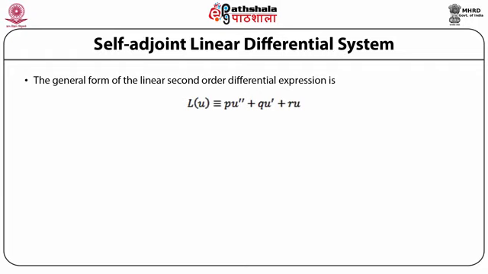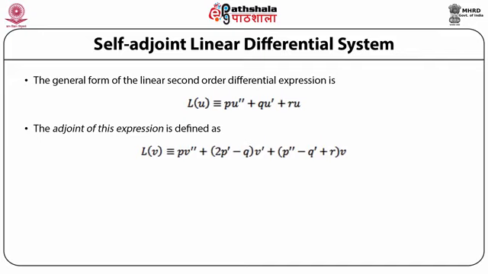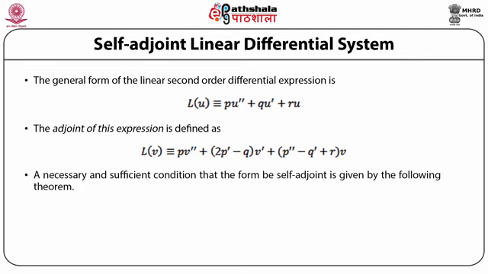The general form of the linear second order differential expression is L[u] = p u'' + q u' + r u. The adjoint of this expression is defined as L[v] = p v'' + v'(2p' - q) + v(p'' - q' + r). A necessary and sufficient condition that the form be self-adjoint is given by the following theorem.